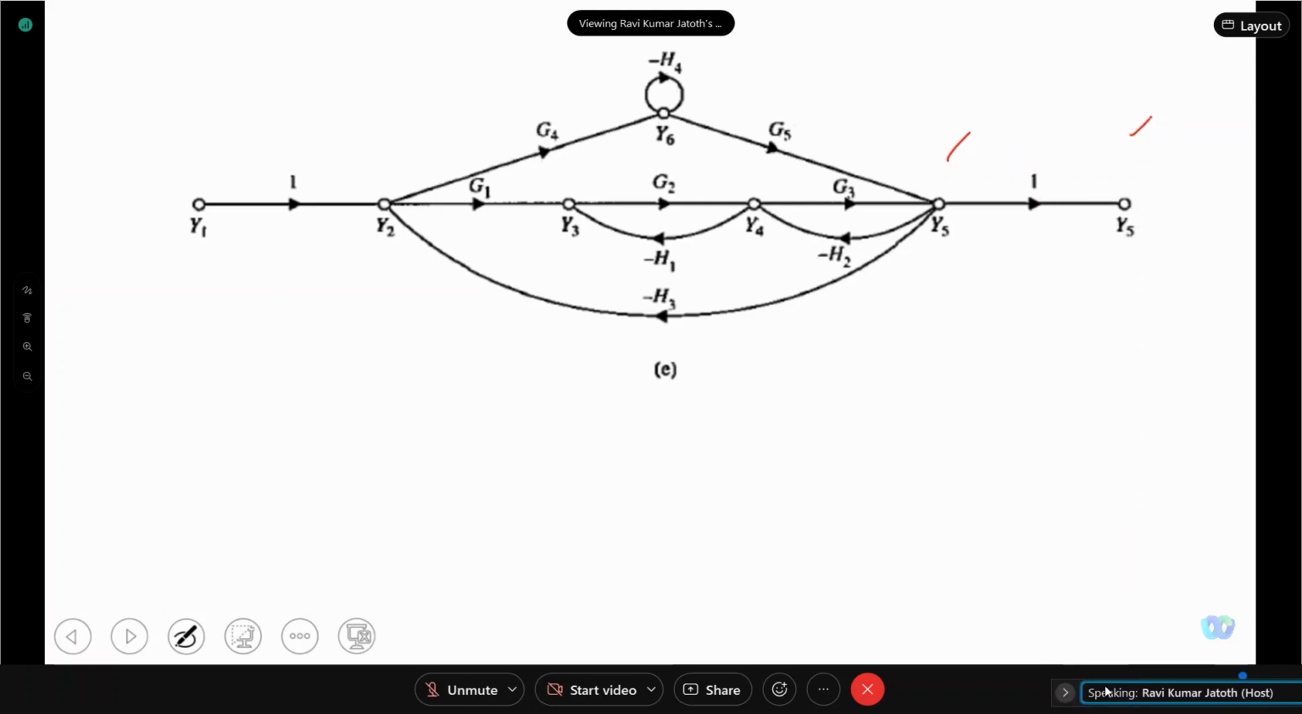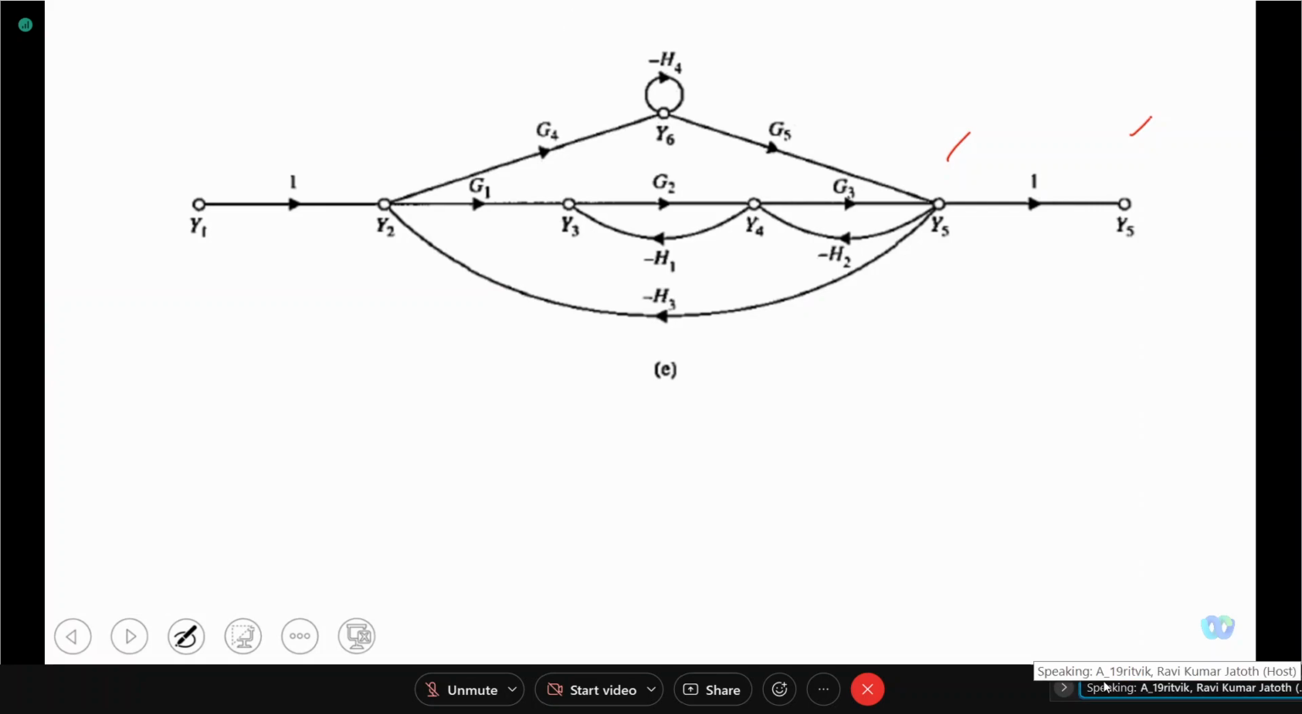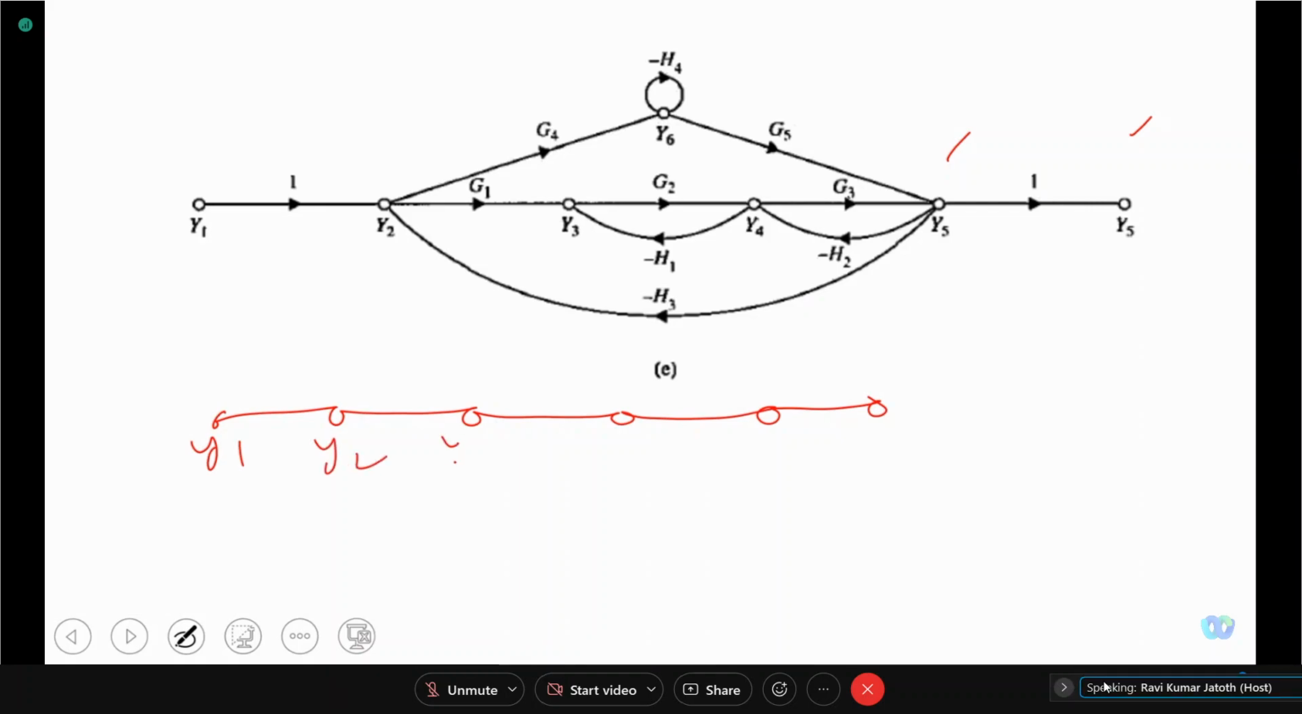How many forward paths are there in this problem? Sir, two forward paths, sir. Two forward paths. One is Y1, Y2, Y3, Y4, Y5. Correct, no? So this is Y1, Y2, Y3, Y4, Y5, and this is G3. Another is Y1, Y2, Y6, Y5. Okay. So Y1 to Y2 gain is 1, and here the gain is unity gain.